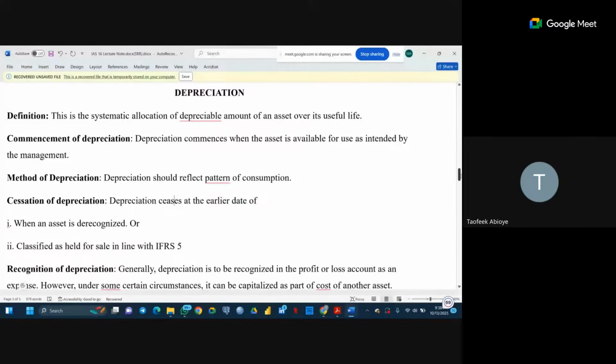So we also have cessation of depreciation. That is when we stop depreciating the asset. Depreciation ceases at the earlier date of when an asset is derecognized or when an asset is classified as held for sale in line with IFRS 5. I think we can relate this, but I was saying that all the standards work relatedly to each other.